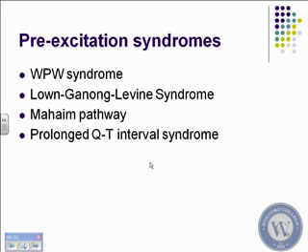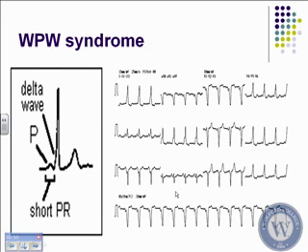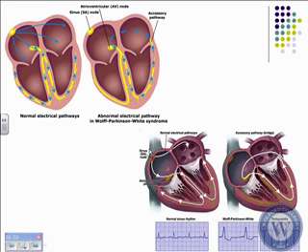Pre-excitation syndromes are broken down into WPW, Lown-Ganong-Levine, Mahaim, and prolonged QT interval. The only thing I'm going to talk about is WPW briefly. And WPW is the delta waves that are evident right after the P wave, which indicates that you have an accessory pathway. That accessory pathway is actually outside of the AV node area. As a consequence, if you block the AV node, it causes rapid reentrant arrhythmias to take place. And it's not something you want to have, and giving verapamil can be very deleterious in this situation.